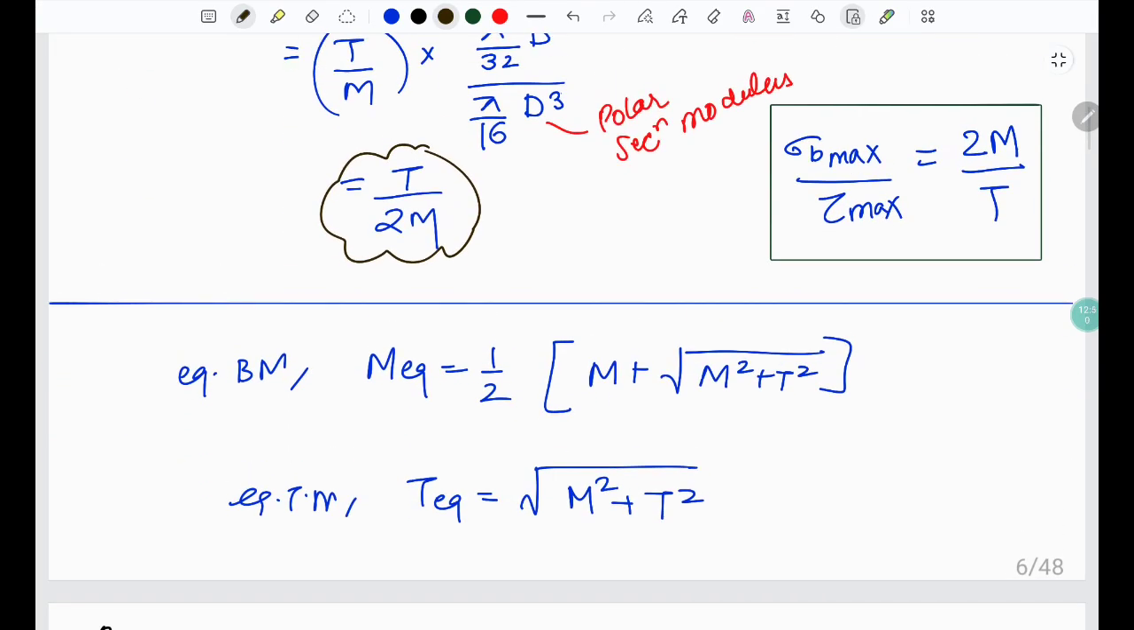And then we have these two formulas very usually asked in SSC JE, RRB JE like exams, where we have to find the equivalent bending moment and the equivalent torsion moment. So we can say M equivalent is 1 by 2 bracket M plus root under M square plus T square, and T equivalent is written as root under M square plus T square. This can also be written as 1 by 2, the equivalent bending moment M plus T equivalent.